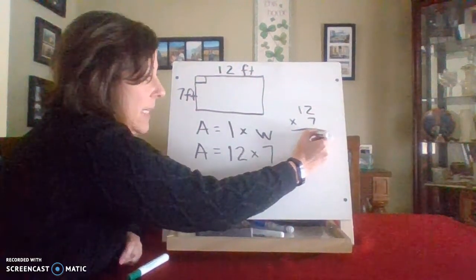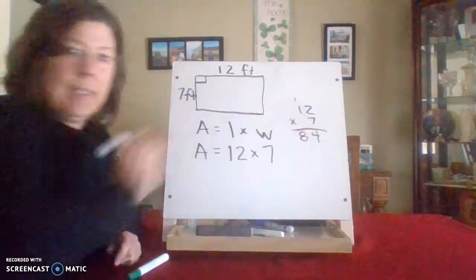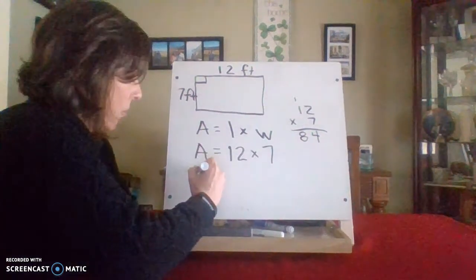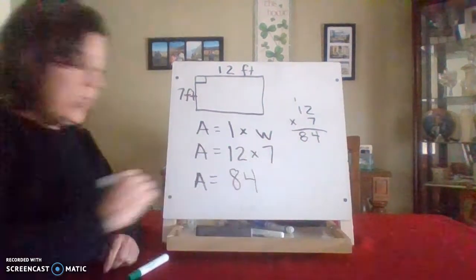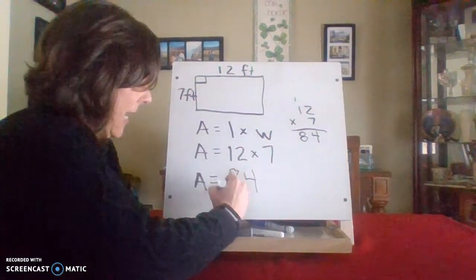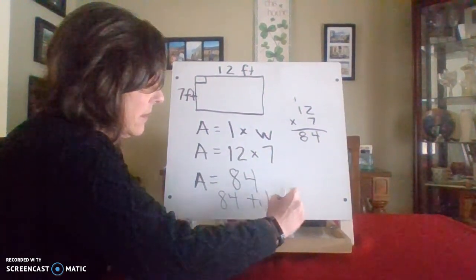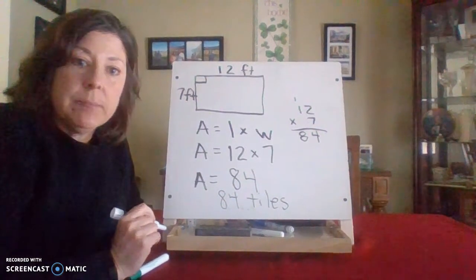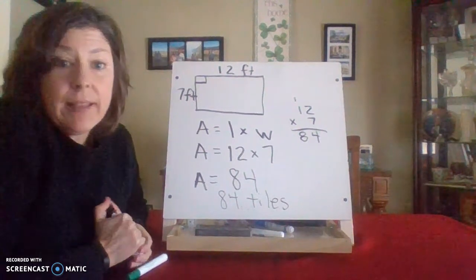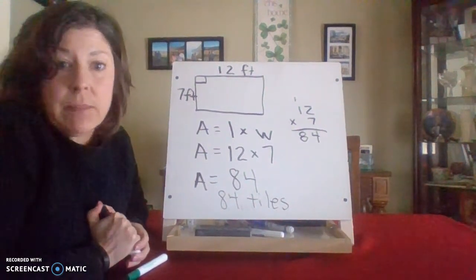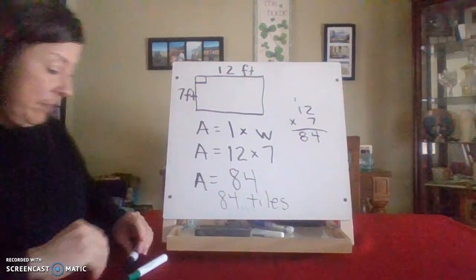And when I multiply, I get 84. So the area is 84, which means I'm going to need 84 tiles to cover my kitchen floor. Now, maybe I didn't remember that I was supposed to find area, and that's okay. But I could have done something with my diagram to still figure out what the answer could have been.